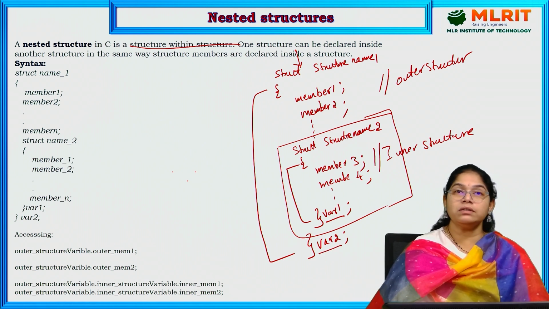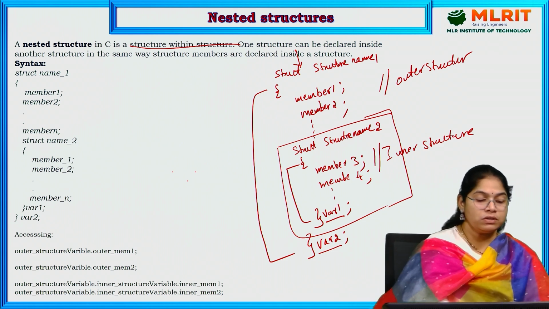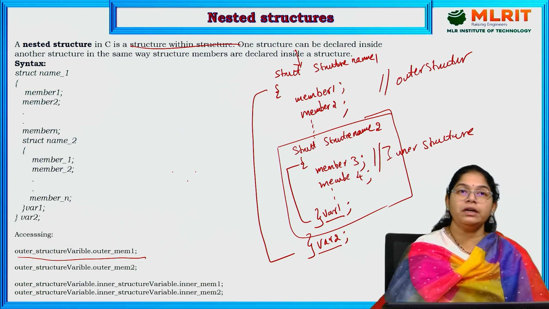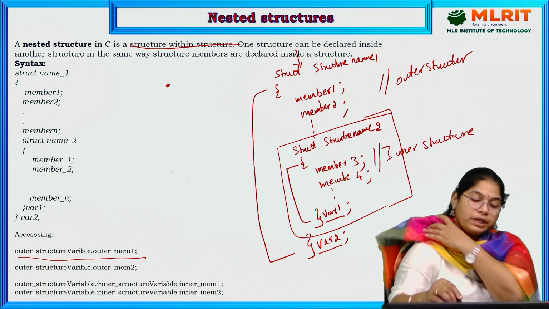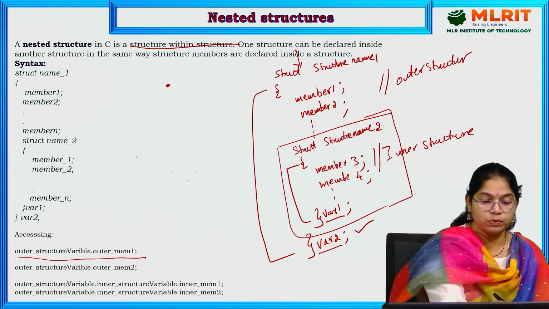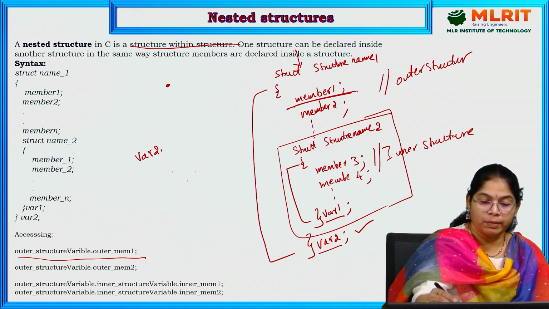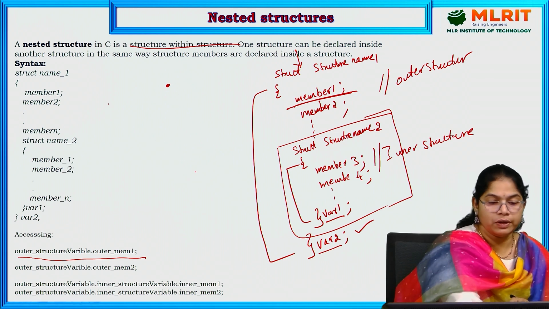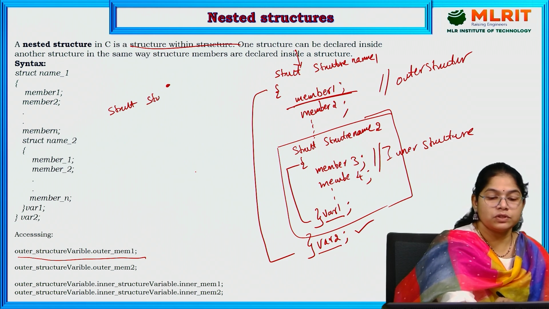If I want to access members of the outer structure, just simply write the outer structure variable, and to access members we have to use an operator called the dot operator, and then the outer structure member. So here the outer structure variable is var2, dot, and here we have a member. So let's convert this into an example. We'll take a small example here. Struct student.